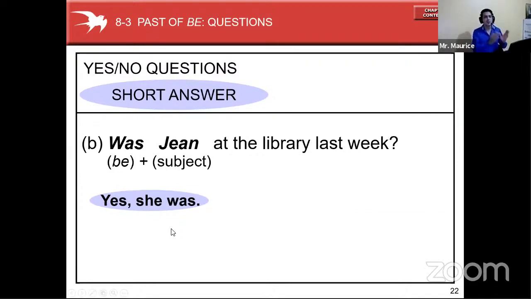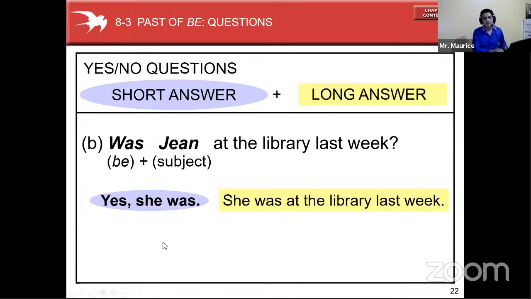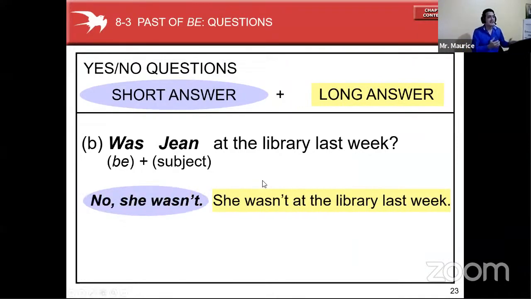Secondly, we can also work with the other option from the verb to be. Was. Was Jean at the library last week? If our answer is positive, well, we say, yes, she was. In long answer, she was at the library last week. Now, in negative, was Jean at the library last week? No, she wasn't. She wasn't at the library last week.